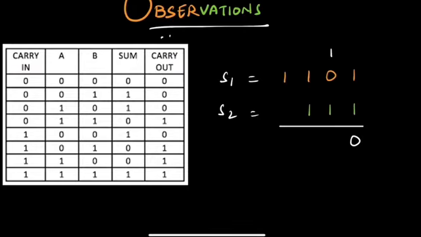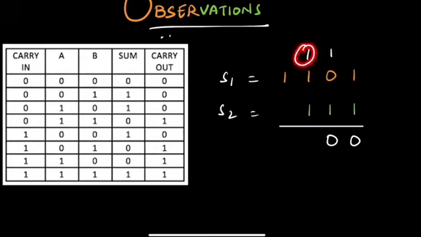Now at this place, the carry is 1 and the digits are 0 and 1. So do we find any combination here? Yes, this is the one. Here the carry is 1 and the digits are 0 and 1. So what will be the sum? The sum will be 0 and the carry will be 1. So the sum is 0 and the carry is 1.